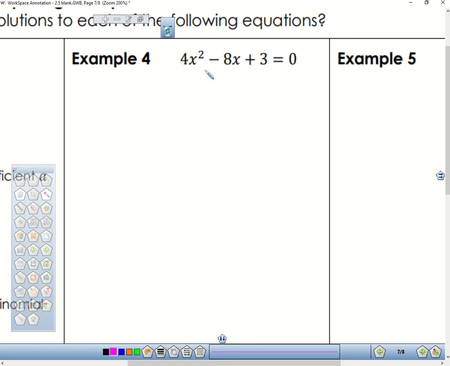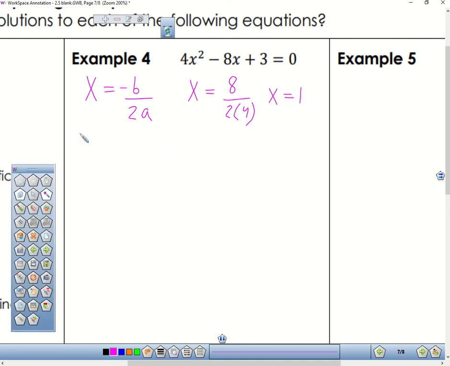So, could I find the x coordinate of my vertex using that formula for this equation? Using negative b over 2a. Remember that formula? So this would become x equals 8 over 8, which becomes x equals 1, right? So the x coordinate of my vertex is 1.